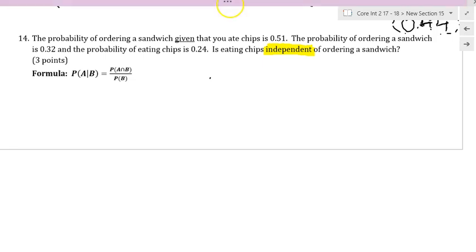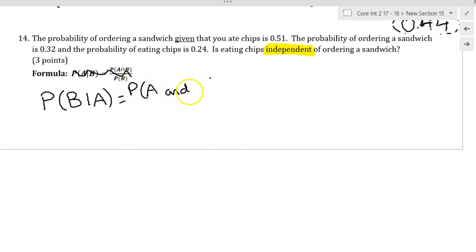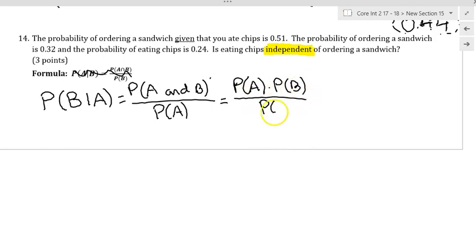So remember, our formula: probability of B given A equals the probability of A and B over the probability of A. Well, again, probability of A and B, remember, 'and' means multiply. My probability of A's divide away, so it equals the probability of B. So the probability of B given A has to equal the probability of B.